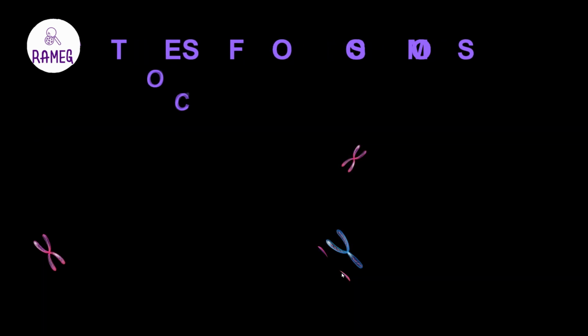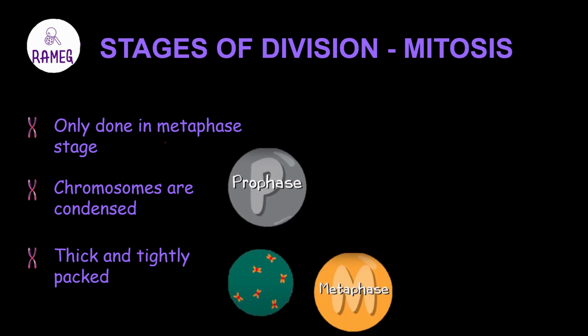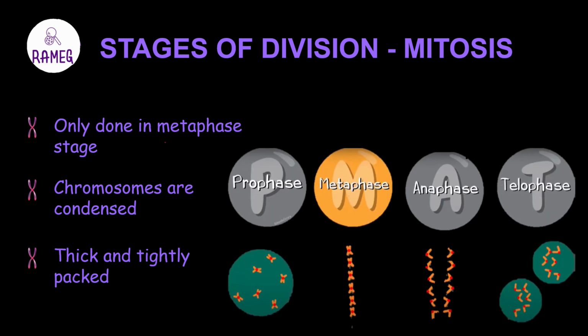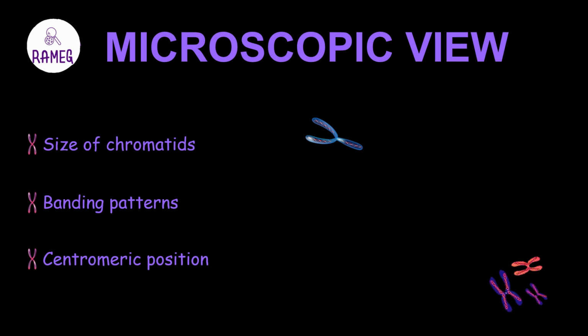The important thing about how mitosis plays a role in karyotyping is that we know there are 4 stages in cell division: prophase, metaphase, anaphase, and telophase. The main reason that we take the metaphase stage is that in that stage the chromosomes are thick, tightly packed, and condensed. This means that in this stage the chromosomes will be very much visible to us compared to all the other stages. When you look at the microscopic view, we are looking at 3 main factors: the size of chromatids, banding patterns, and centromere position.